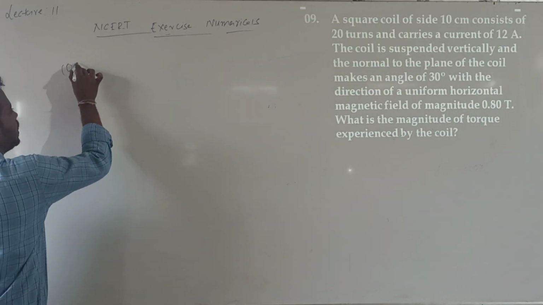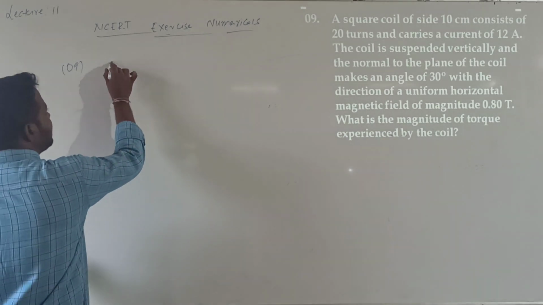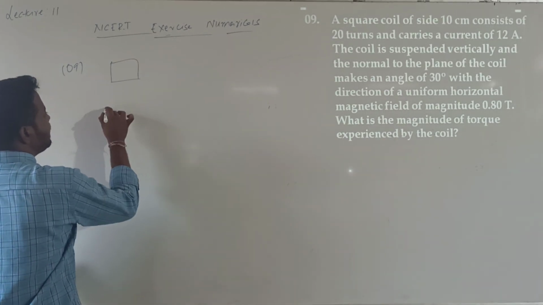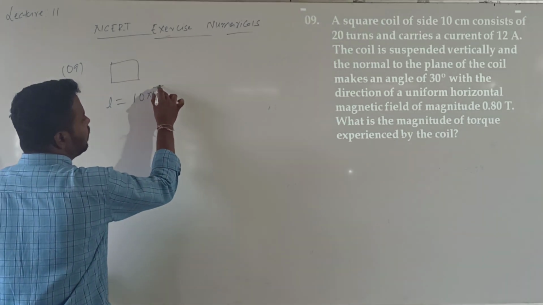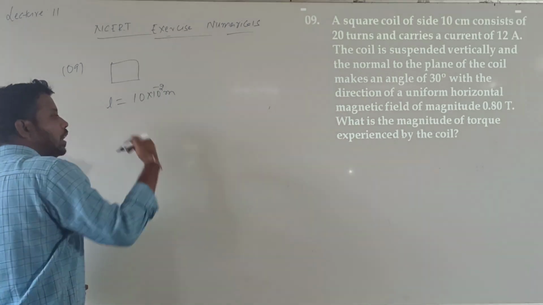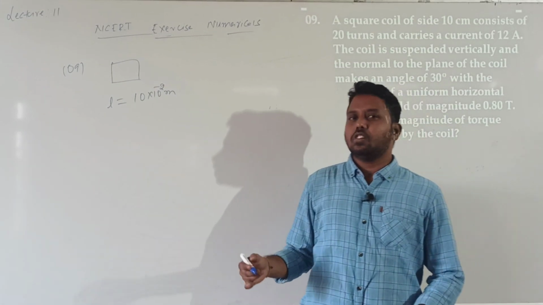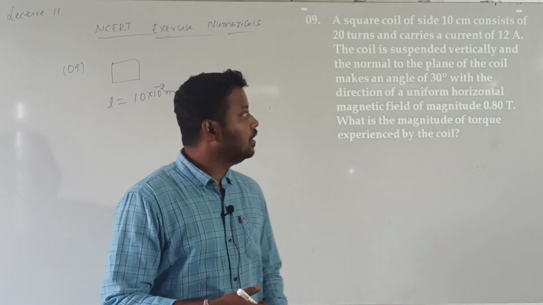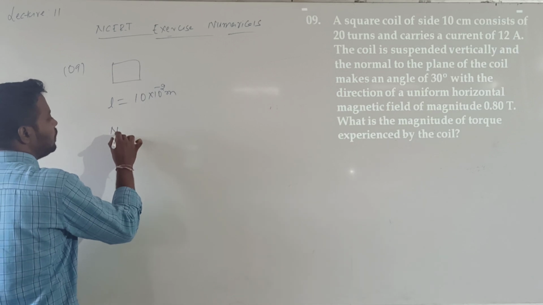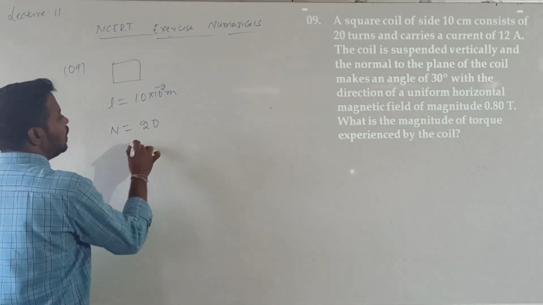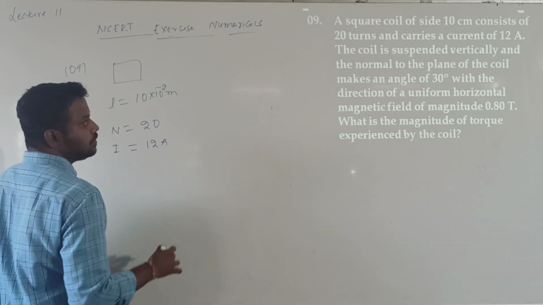What is this question? A square coil of side given. One square coil is there. What is that side? 10 centimeters, 10 into 10 power minus 2 meters. While writing data, if you convert units, the problem can be solved fast. Then how many turns are there? Number of turns is given as 20. How much current is it carrying? It is carrying 12 amperes current.